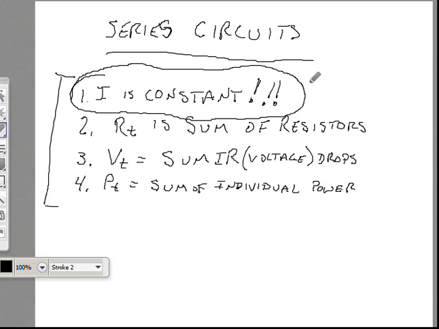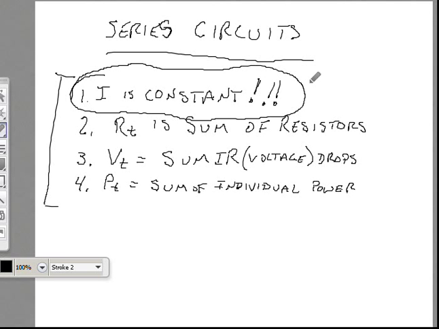Pretty straightforward there. Total voltage, doing Kirchhoff's voltage law. Kirchhoff's voltage law says the total voltage is equal to the sum of the individual IR drops, or voltage drops. So if I've got 3 resistors, each one is going to drop a specific voltage. The sum of those 3 voltage drops has got to equal the total supply voltage. Total power, well, just like voltage, you're going to have your individual voltage drops, which means each resistor is going to consume its own amount of energy or its own power.